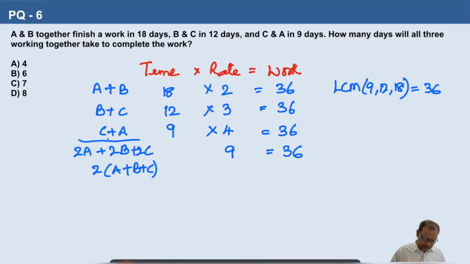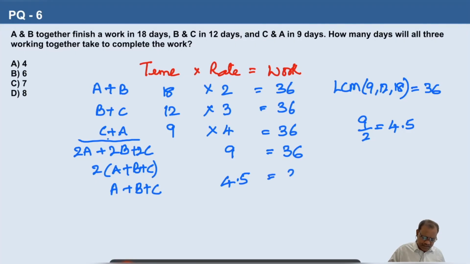So if you want combined work of A, B and C, you should take it only one time. So the 2 times is 9 units. If you take one time, that will be 9 by 2. 9 by 2 is 4.5. So A, B and C together, they will do 4.5 units per day.